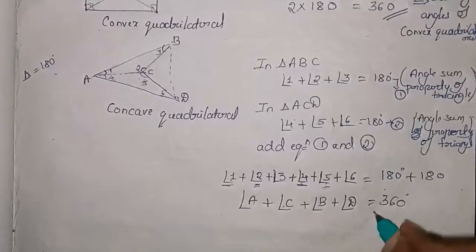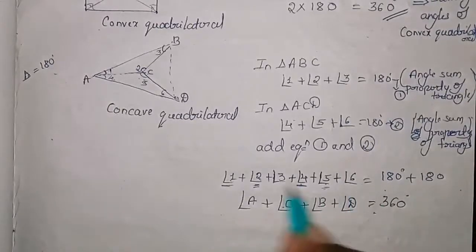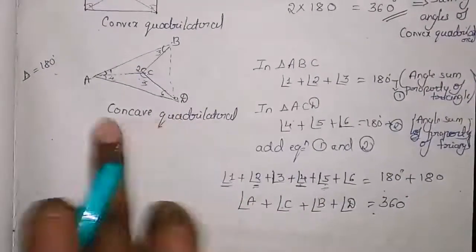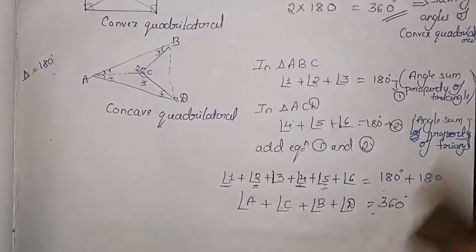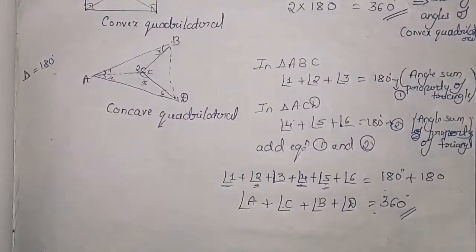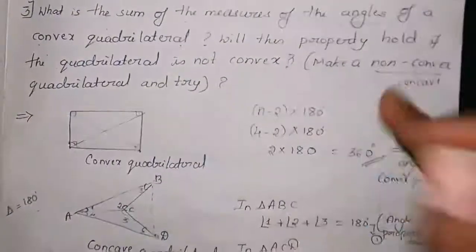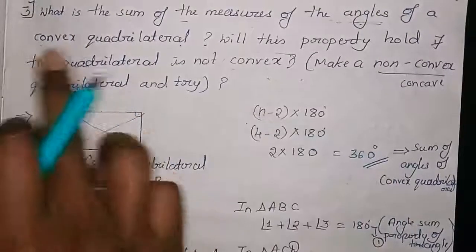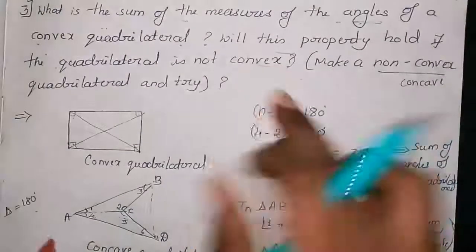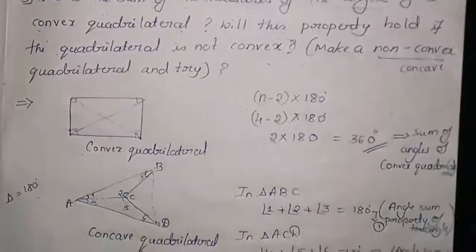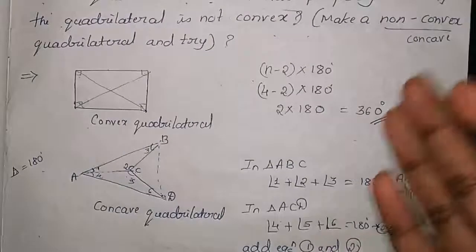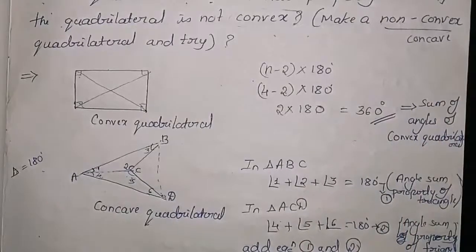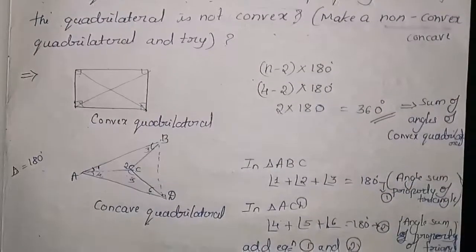That means the sum of the interior angles, listen to the word, the sum of the interior angles of a concave quadrilateral is equal to 360 degrees. So what they have asked us is whether this property will hold. Which property? The sum of the angles of a convex quadrilateral is 360; if it is 360 for the convex quadrilateral, in concave also it is 360 degrees. From this you can conclude that for any quadrilateral, whether concave or convex, the sum of the interior angles is always 360.